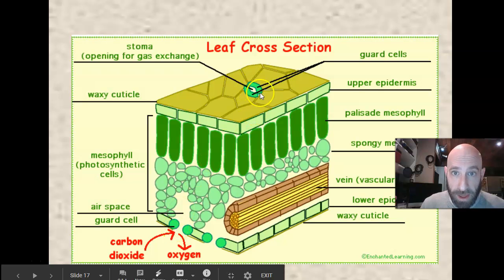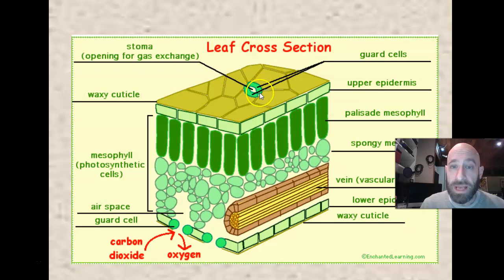So that would be the stomata. It looks like a little mouth, right? And on either side, we have these things called guard cells. And they are triggered by sunlight. They open when there's sunlight and they close when there's not.